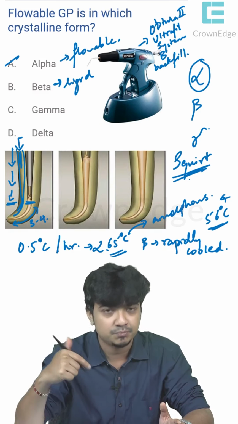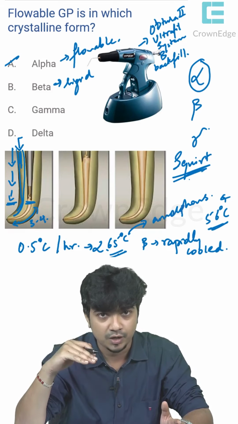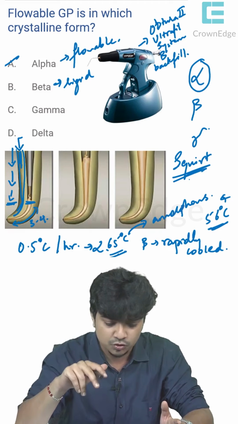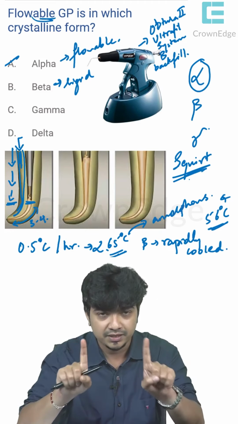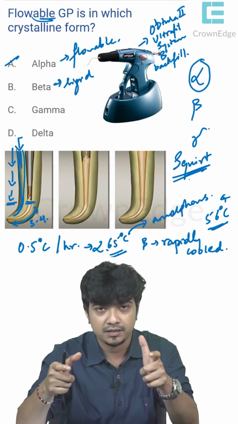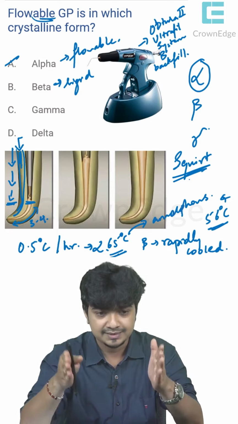I'll be discussing this point again when we come to Calamus. Calamus is what is used for the down pack. Calamus also has an extruder tip, which is the flowable gutta percha form. So it comes with a dual unit. Calamus is by Dentsply Maillefer. So it has basically two units in a single device.